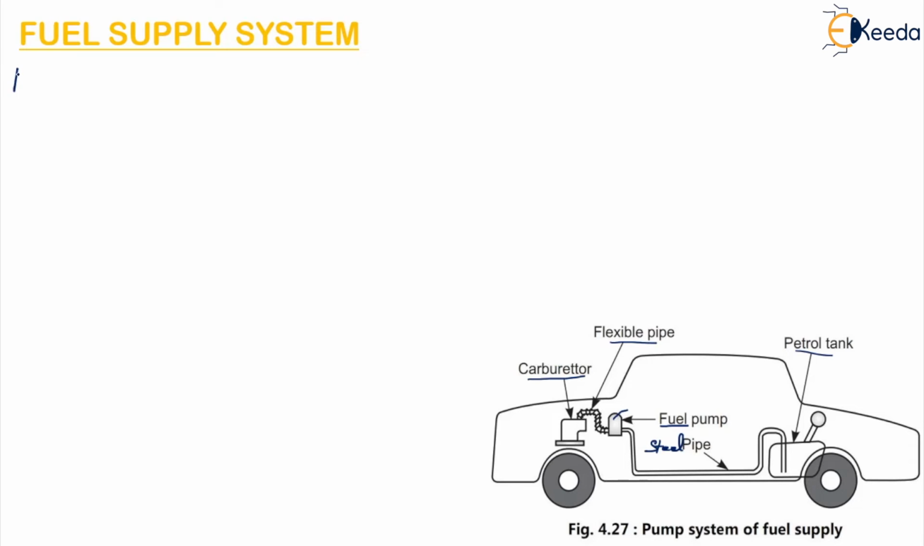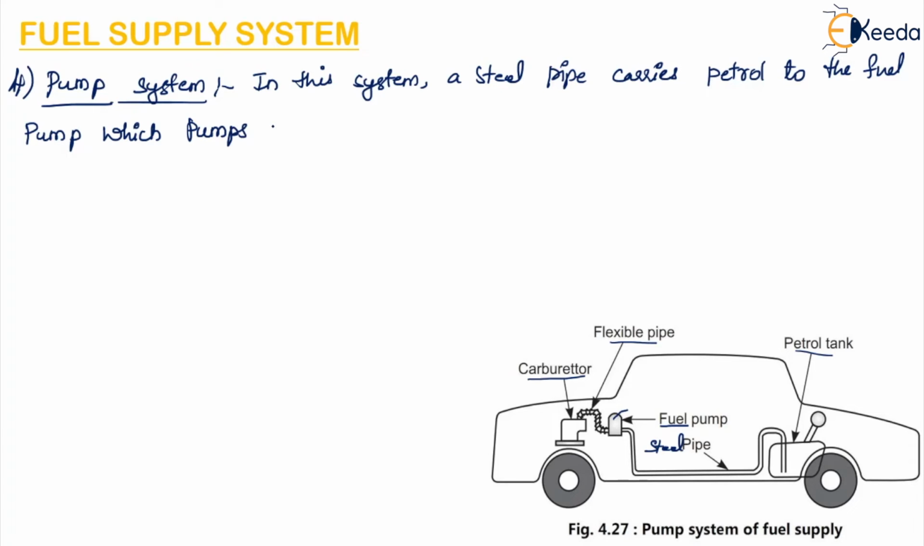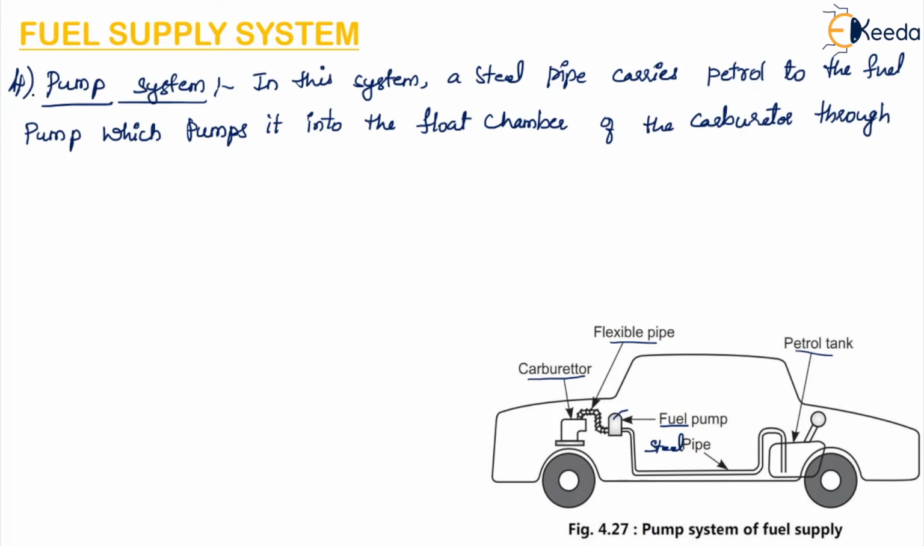So the fourth type of system is the pump system. In this system, a steel pipe carries petrol to the fuel pump, which pumps it into the float chamber of the carburetor through a flexible pipe.